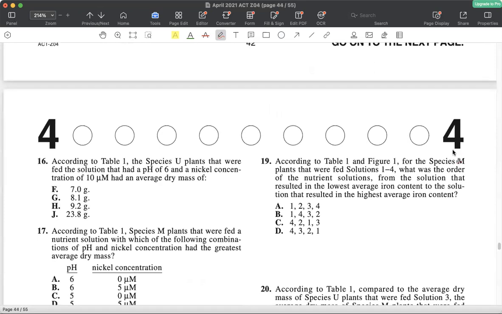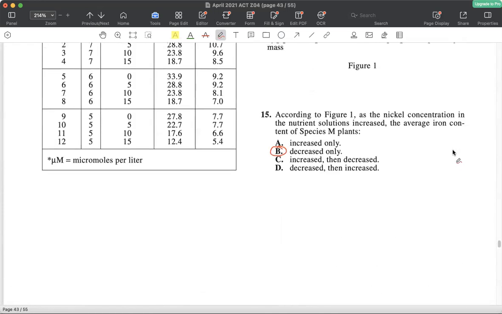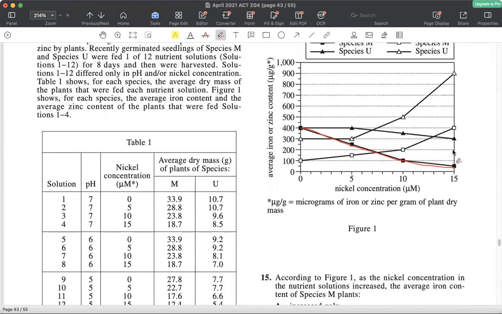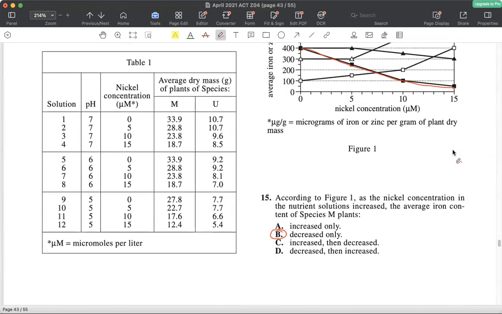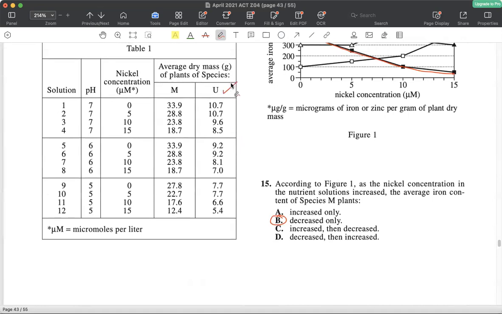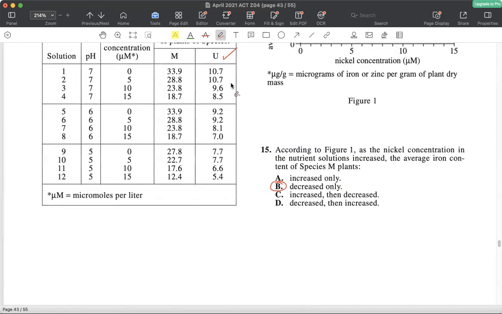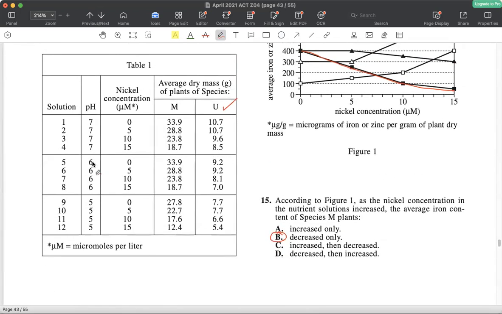According to table 1, the species U plants that were fed the solution that had a pH of 6 and a nickel concentration of 10 micro M, micromoles per liter, had an average dry mass of what? Okay. So this is species U, the last column. And here I'm looking at pH 6 and nickel concentration 10. So that's 8.1.